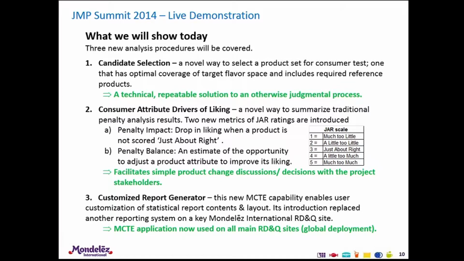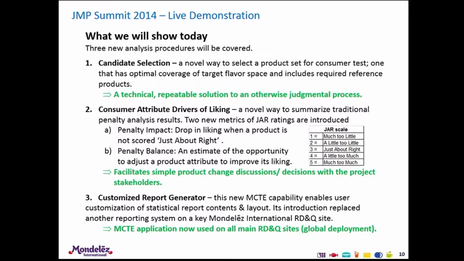Essentially what you're trying to do is to pick a subset of products from a larger set and make sure you've got good representativity of space. In our case, we're talking about sensory space. What this gives us is, instead of the politics and the judgmental favourites going in and all that sort of thing, a technical, repeatable solution, which means that anybody can generate it. Less choices, favourites, more of a technical approach.